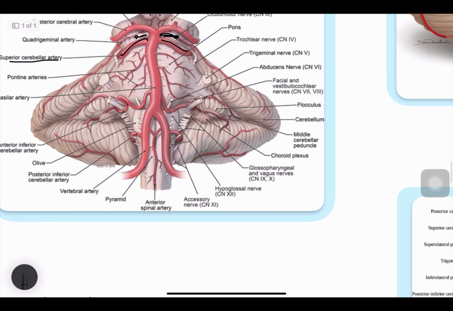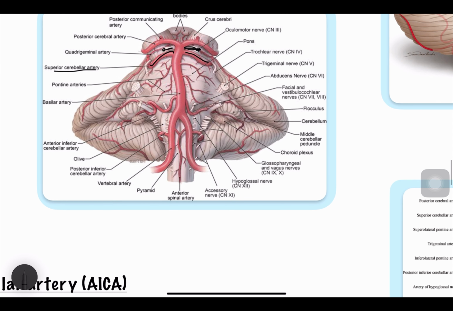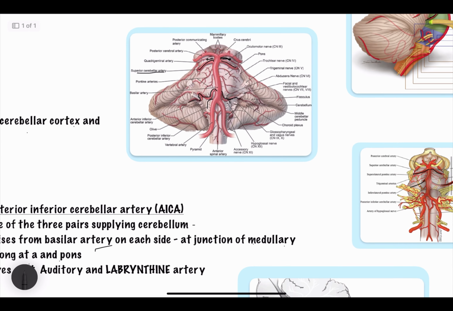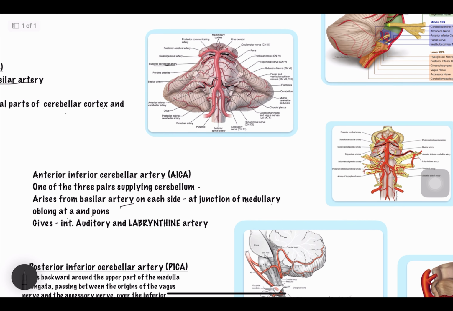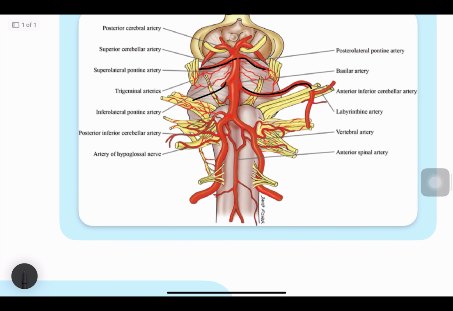And in this picture as well, we can locate the anterior inferior cerebellar artery at the junction of the pons and the medulla oblongata, and it gives branches like the internal auditory and the labyrinthine artery. And in this picture we can see the branches of the anterior inferior cerebellar artery, which is the labyrinthine artery.